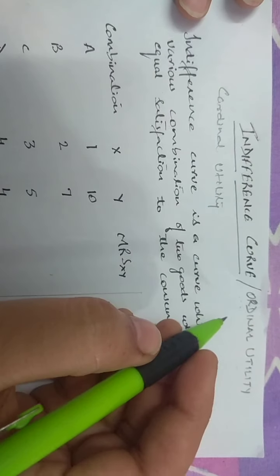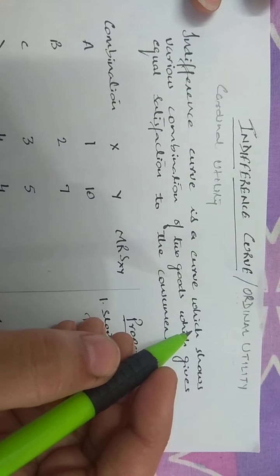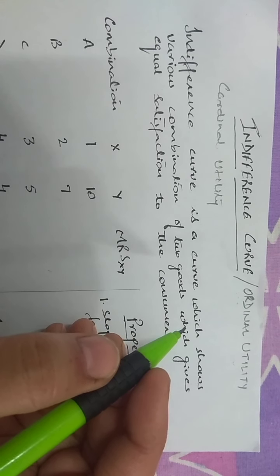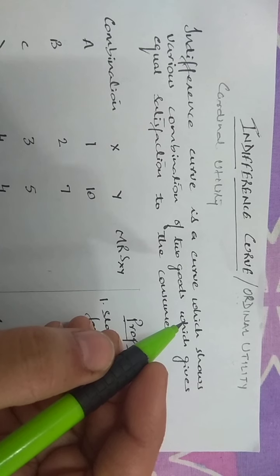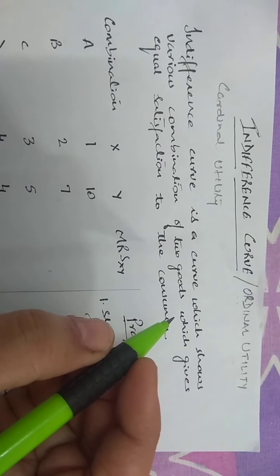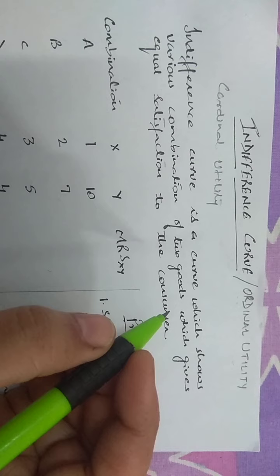But in case of ordinal utility, we cannot express the satisfaction derived in numbers. We can make a comparison that a commodity is giving you more satisfaction than the other or lesser satisfaction than the other, but you cannot tell what exactly is the satisfaction derived from the consumption of the commodities.